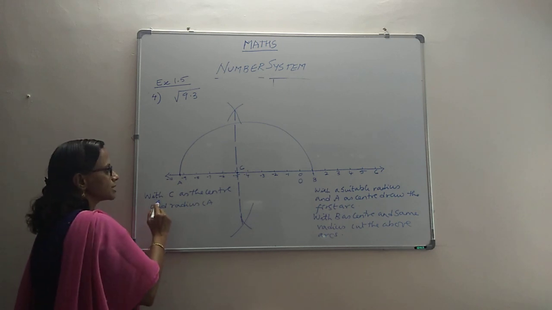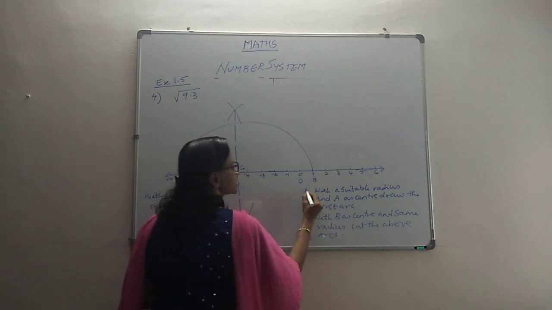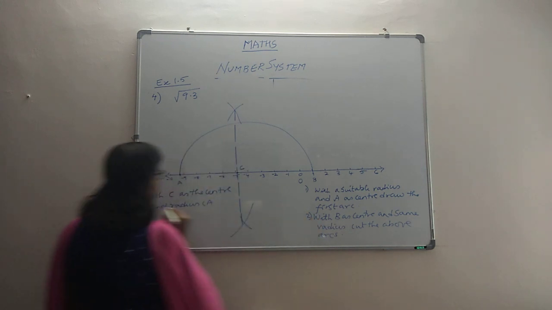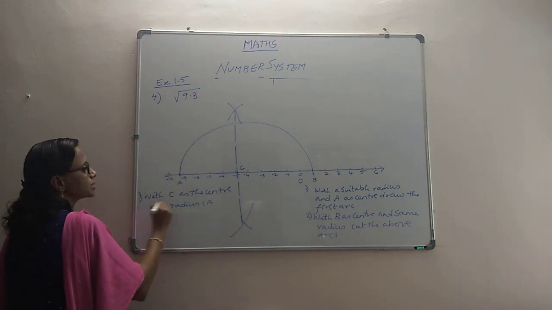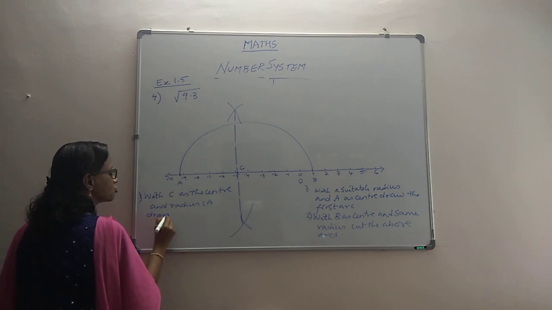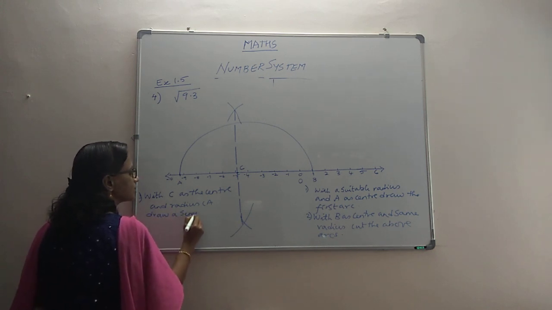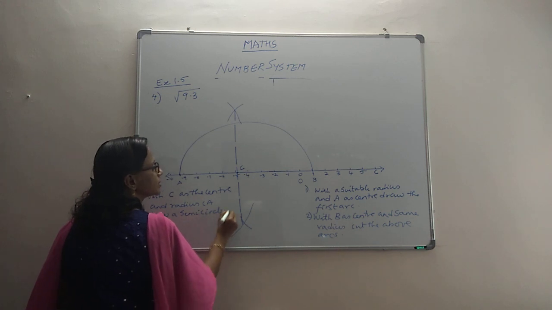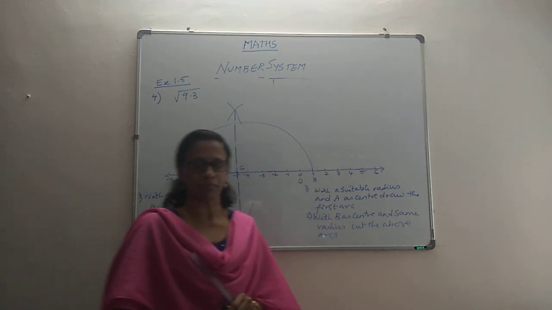How did we draw the semicircle? With C, this was our first step, this was our second step, and this is the third step, where with C as a center and radius CA, we have drawn a semicircle. It will meet the point B.